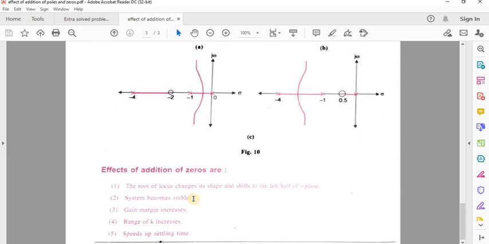So the effects of addition of zeros are that the root locus changes its shape and shifts to the left half of the s-plane. The left half of the s-plane is required in order to have more stability, okay. The number of poles in the left half of the plane or zeros in the left half of the plane are very essential in terms of stability. Then the system becomes stable, gain margin increases, range of K also increases, and as with the addition of poles, settling time is increased, okay.